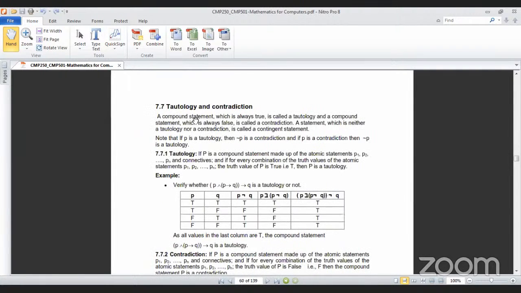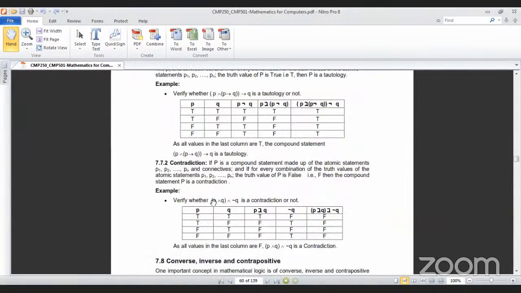Now we have two conditions: tautology and contradiction. Tautology means what? If all values in the last column are T, then it is called a tautology. And contradiction means all the truth values in the last column will be F, then it will be a contradiction.